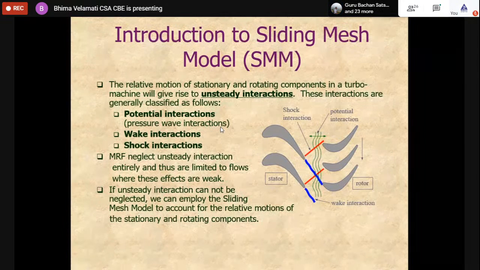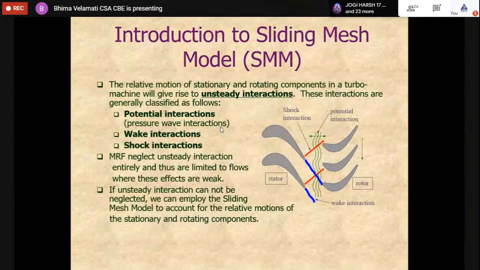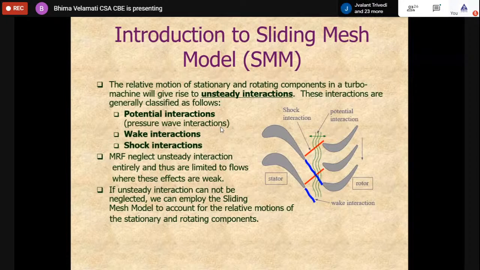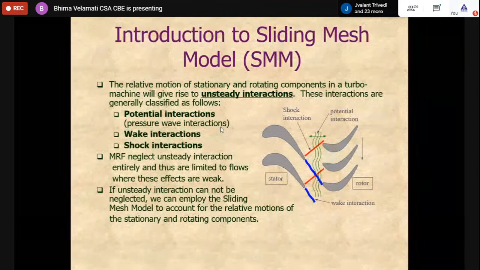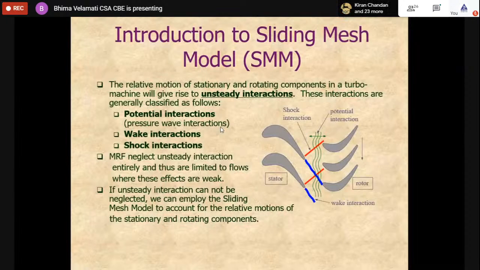These are all unsteady phenomena that will occur from the stator. So if it is close to supersonic, you'll have shock waves. You have wake that will occur in most flow phenomena. If you have to resolve these conditions, wake and shock interactions, you have to solve unsteady flow. It is not possible to solve these in a steady state flow. Generally, multi-reference frame would neglect all these unsteady interactions.